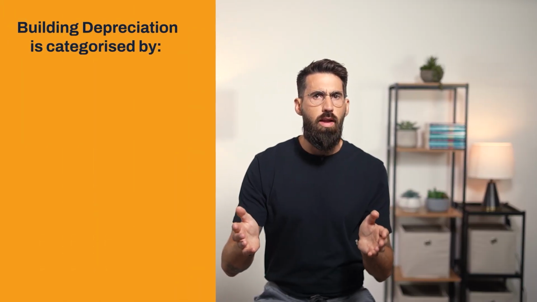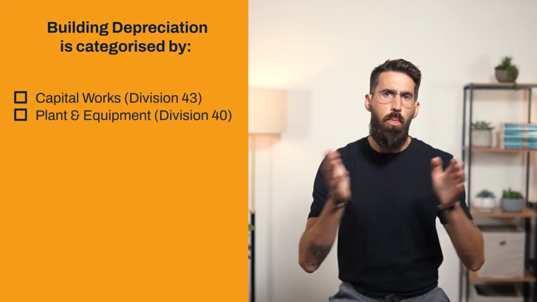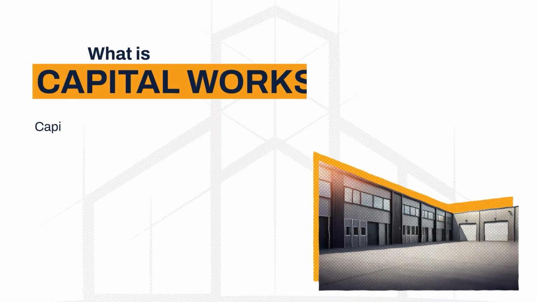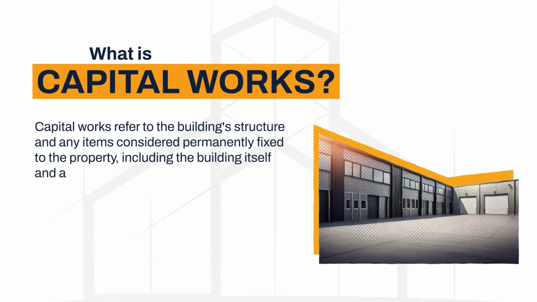Let's look at how we can calculate depreciation deductions for a property. These can be broken down for the building structure, known as capital works, and for plant and equipment. Let's go deeper into these. Capital works refers to the building structure and any items considered permanently fixed to the property, including the building itself and any structural improvements. Capital works can be written off over a longer period than other depreciating assets.